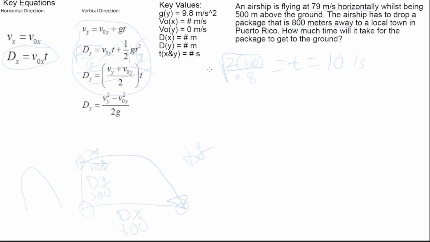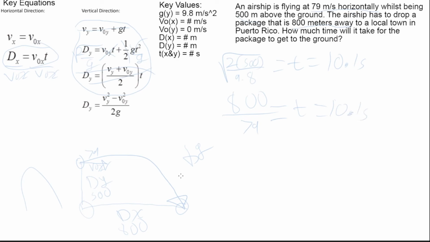Now the second way is by using this equation. To isolate t, we have to divide, not subtract, by v naught x. So that would be 800 over 79, and that would be equal to time as well. Obviously 800 divided by 79 is also equal to about 10.1 seconds. It's a little more, but I think it's close enough. So that's really all you have to do to solve for this problem.